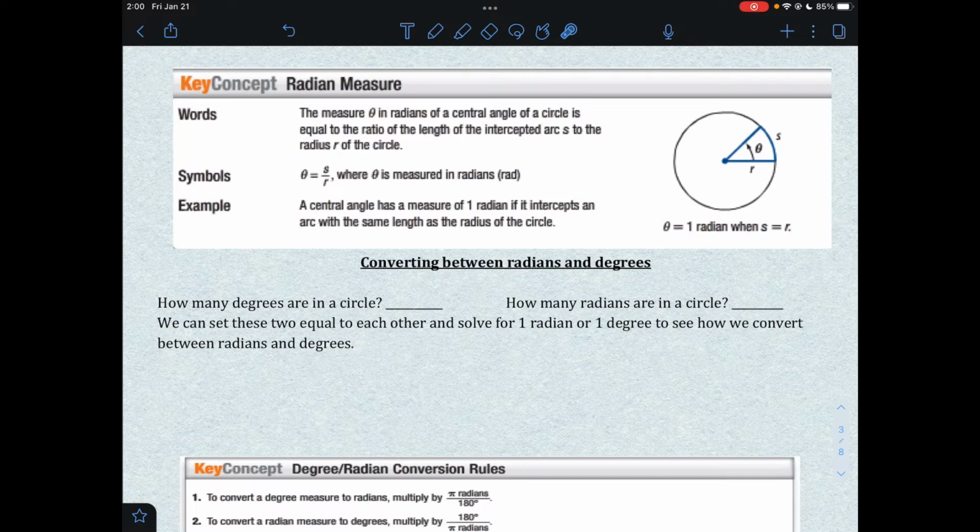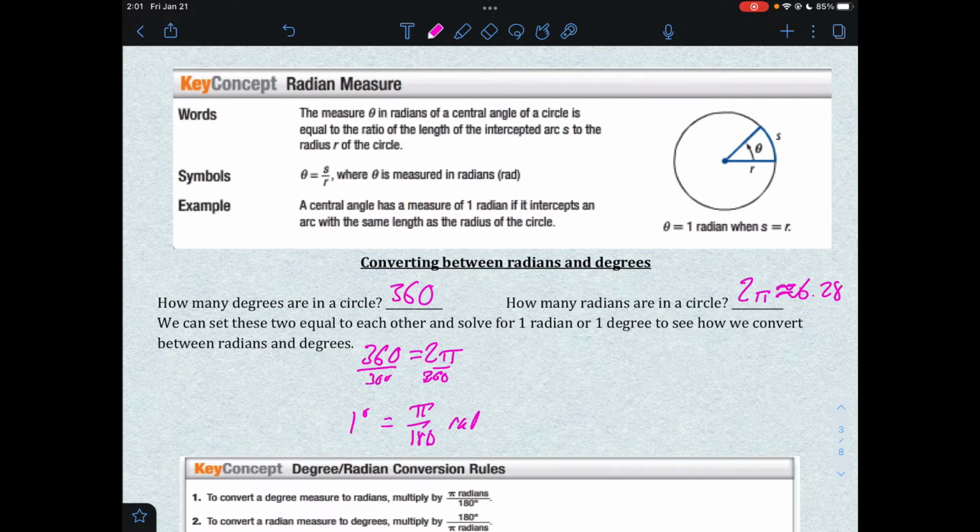Converting back and forth is something we'll do a lot. How many degrees are in a circle? We know that already. It's 360. How many radians are in a circle? We don't know that, but I will tell you right now, it's 2 pi, or approximately 6.28. So if we set 360 equal to 2 pi, and we divide both sides by 360, we get that 1 degree would equal 2 pi over 360, or pi over 180 radian.